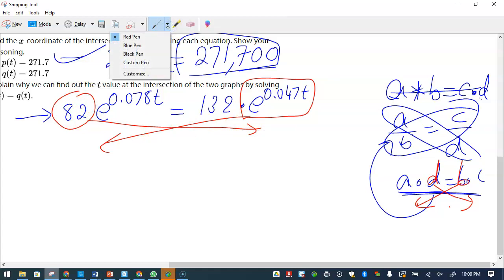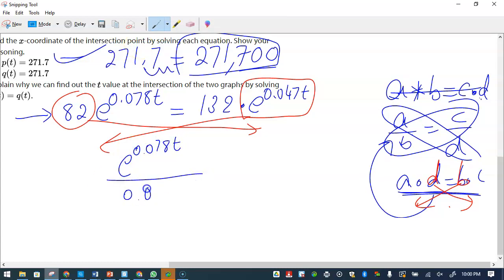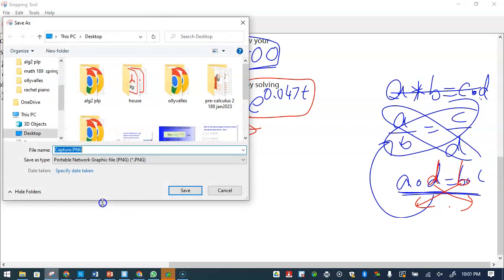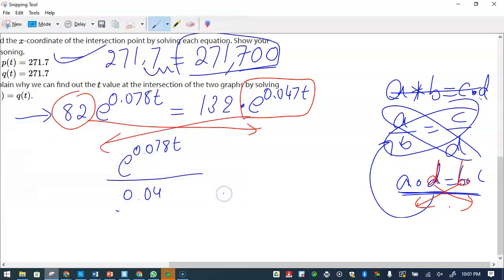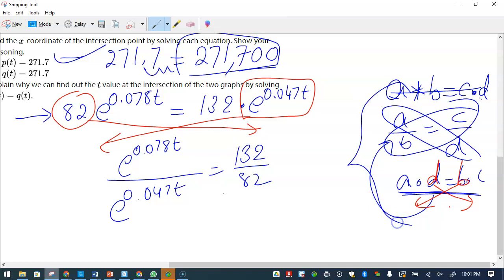And there's a reason, let's see why. So this will become e raised to 0.078 t divided by 0.04 e raised to 470 equals 132 divided by 82. So I'm using the same undo cross product. The reason is we can use now, see, both have the same base. It's like if we have a raised to m and a raised to n, it is same as a raised to m minus n. Correct? So I'm gonna subtract this to exponent.